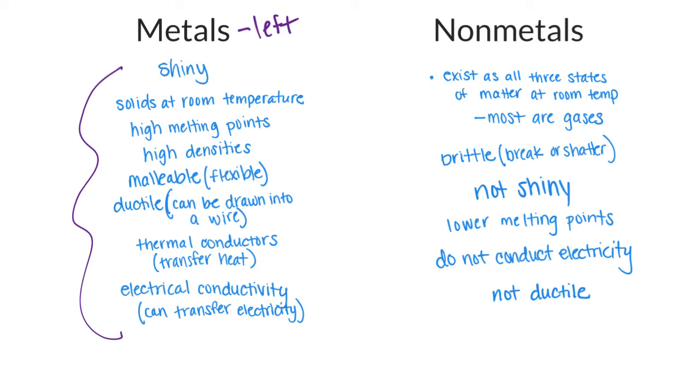Then you have the nonmetals. Remember, most of these are over on the right side. These can exist as all three states, but most are gases. Things like oxygen, hydrogen, right? Those are gases. When they are solids, they'll be more brittle, which means they can break. They're not going to be shiny, so the sun or the light will not reflect off of them. They'll have lower melting points. They're not going to conduct electricity, and they are not ductile.